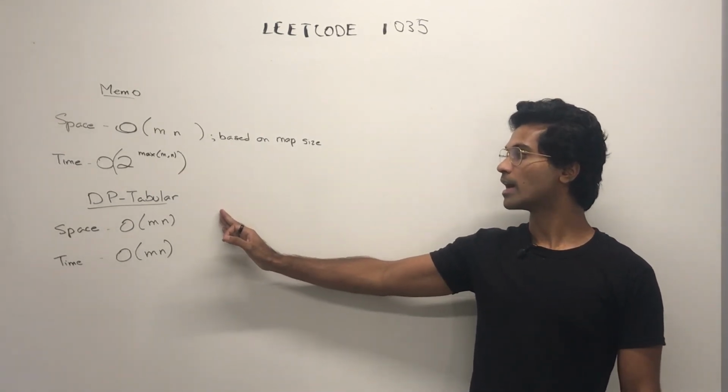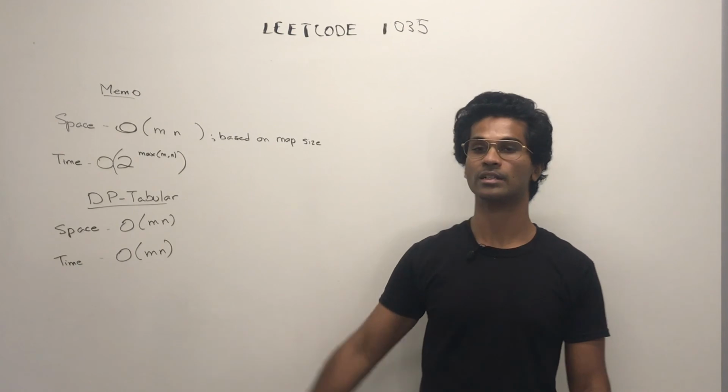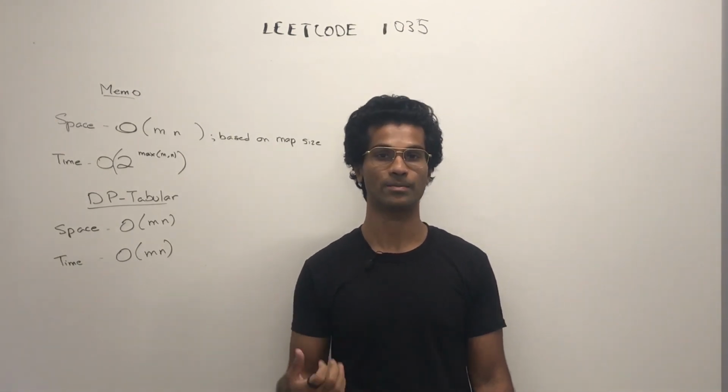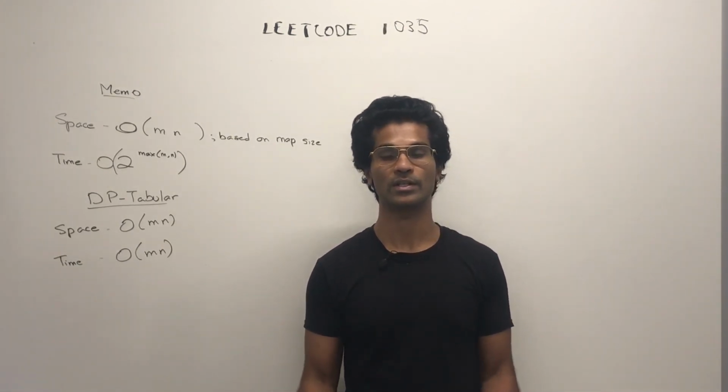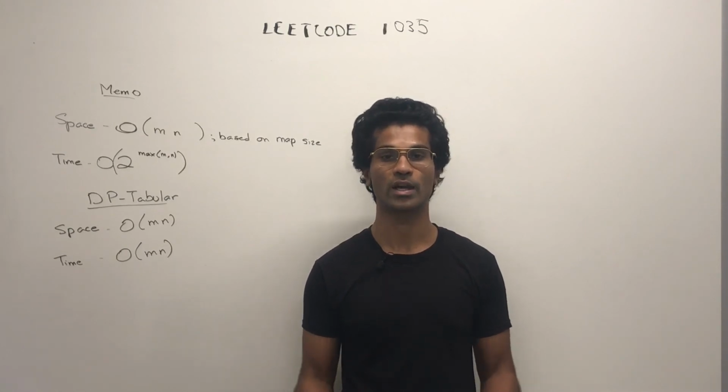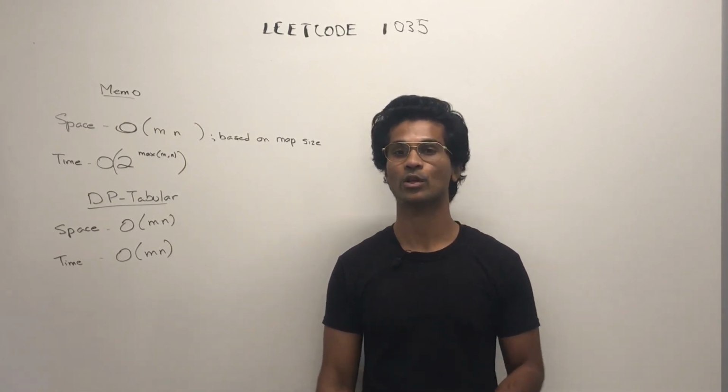So if we're doing a tabular approach, the space and time complexity are both going to be O of m times n. This is because we're using a double for loop and there's no recursion happening. So that's how you solve Leetcode 1035.